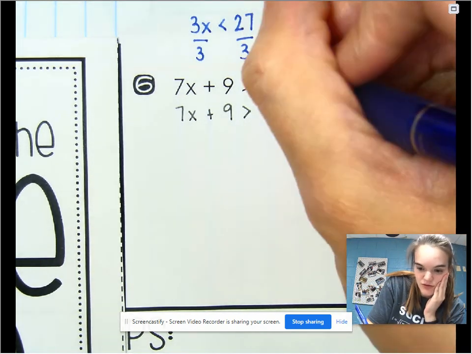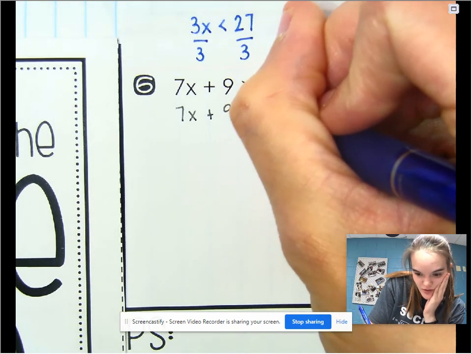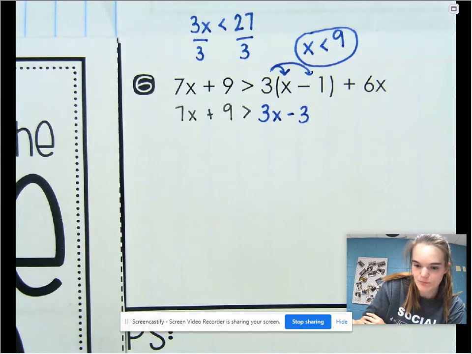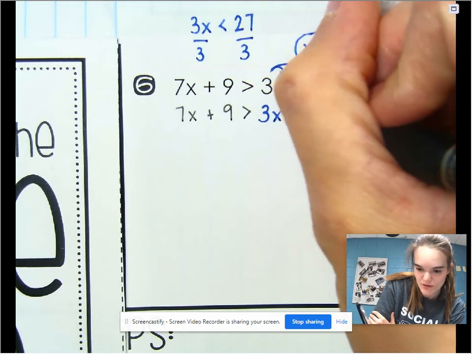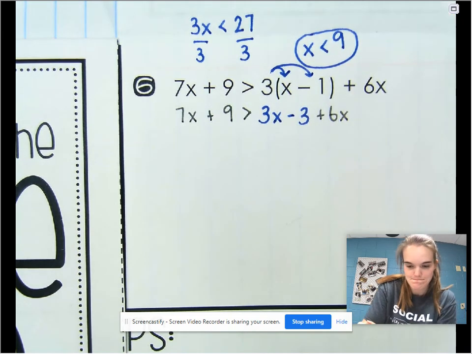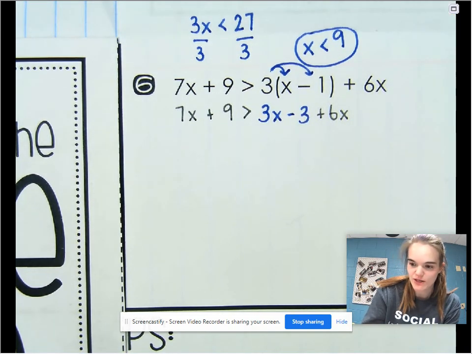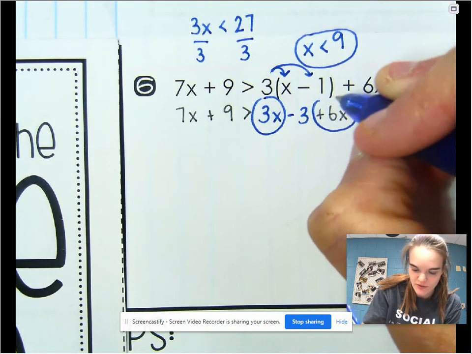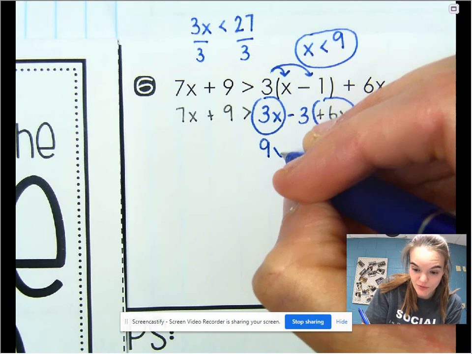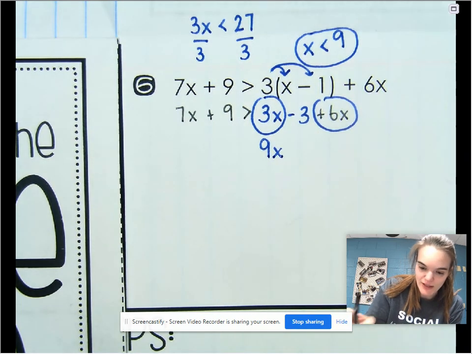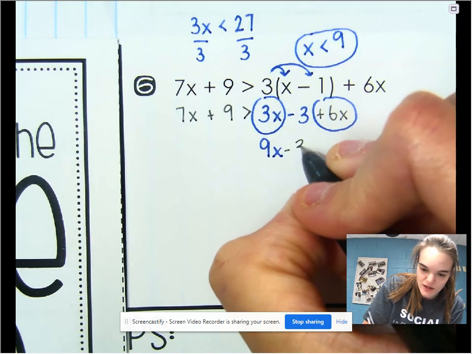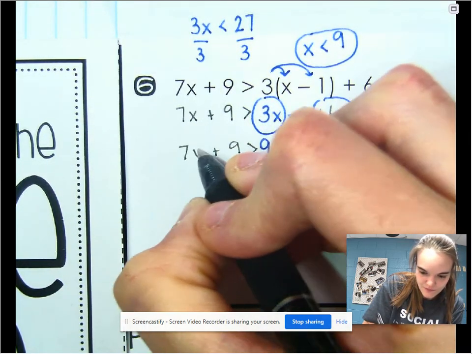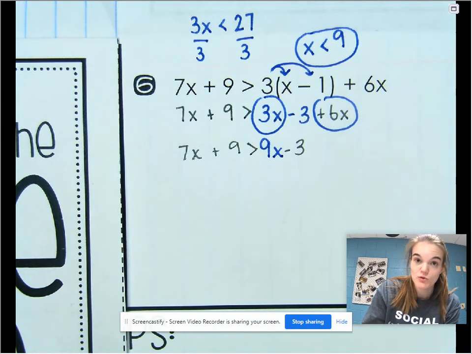All right, now let's distribute. 3 times x is 3x. 3 times negative 1 is negative 3. And bring down plus 6x. Okay, now let's combine some like terms here before we do anything else. 3x plus 6x is 9x. There's a lot going on in this one. Bring down everything else. Minus 3 plus 9, 7x. Okay. I'm going to move the variables to the left.